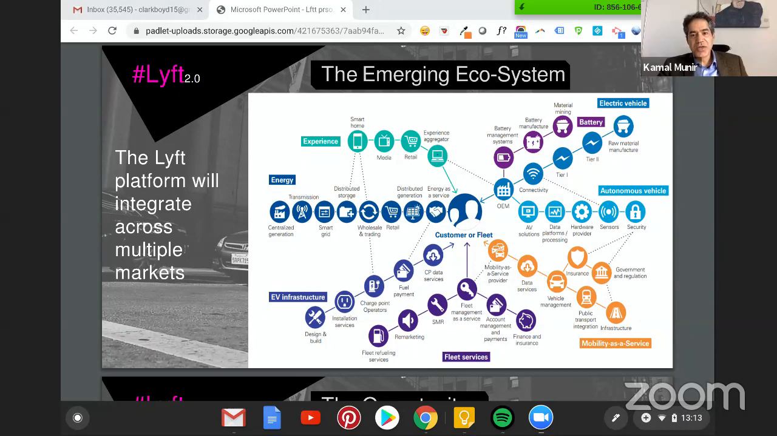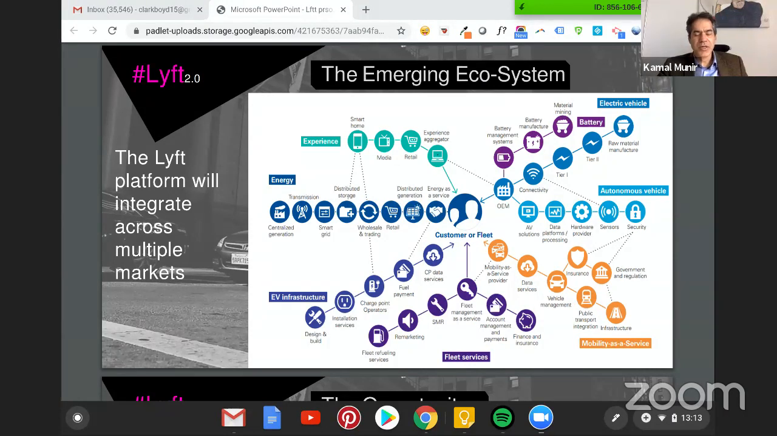As you can see on the left side, there's energy, and if you go upstream on energy, it has generation, transmission, smart grid, distributed storage. There are implications that ripple through the entire value chain of energy. If you look at the right side, it's AV solutions, data platforms, and hardware provision.